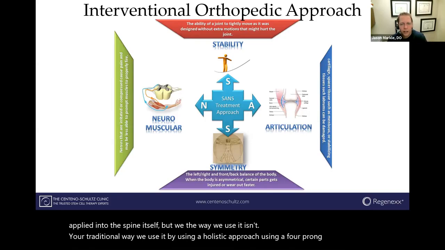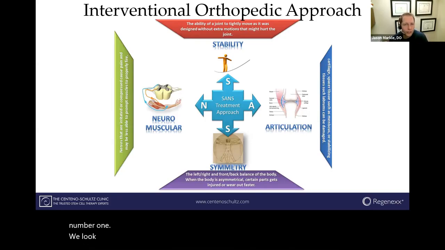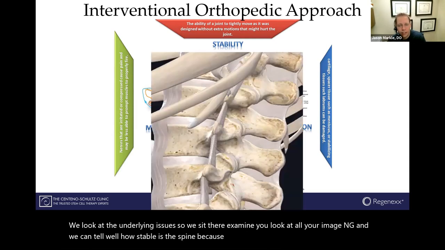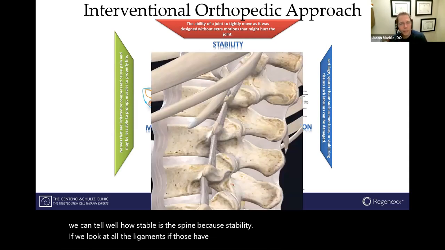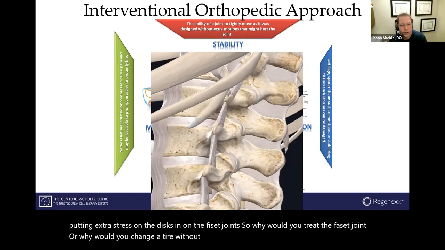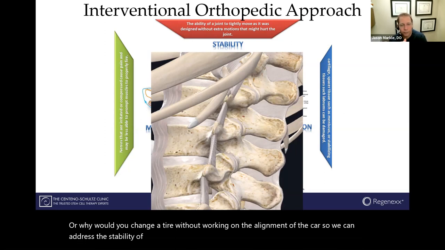Number one, we look at the underlying issues. We examine you, look at all your imaging, and we can tell how stable the spine is. If the ligaments have been damaged, they become a loose lug nut, putting extra stress on the discs and on the facet joints. So why would you treat the facet joint, or why would you change a tire without working on the alignment of the car? We can address the stability of the spine by simple injections treating those ligaments.